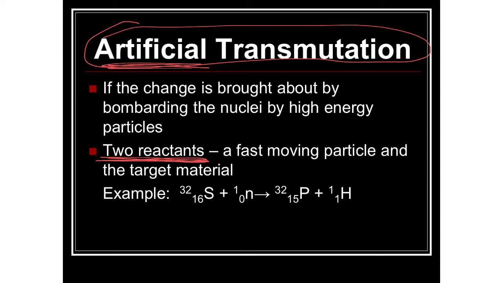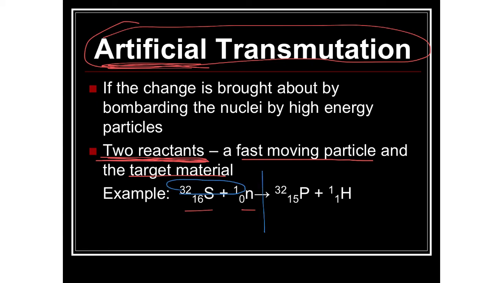So in an artificial transmutation, the change is brought about by hitting the particle with another fast-moving, high-speed particle that hits the nucleus and then causes the nucleus to break apart. So we have our two reactants, so that would show us that it's an artificial transmutation. And again, we're still balanced. It's just a different way to balance.